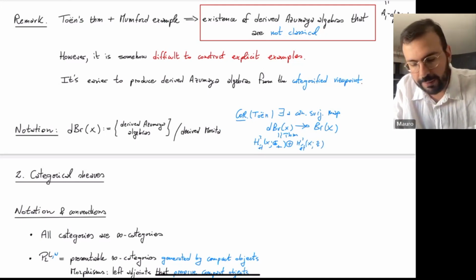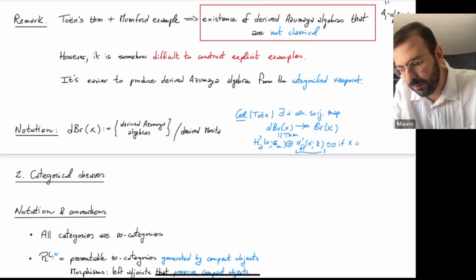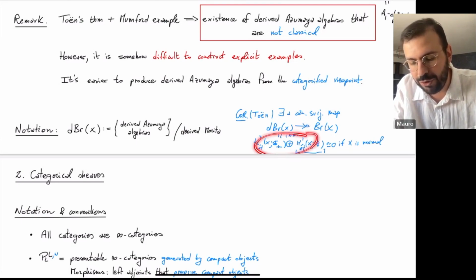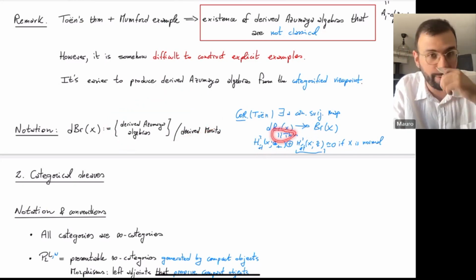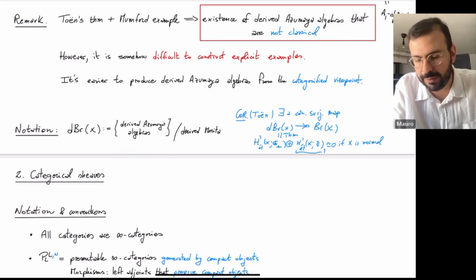And this extra term is 0 if X is normal, for instance. And in this case, this map comes from this identification by projection. But of course, the definition I gave makes it not clear at all why this isomorphism exists. And it's really one of the main theorems of Toën that this thing exists.